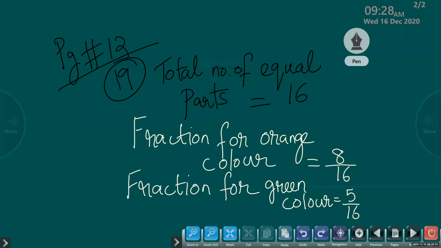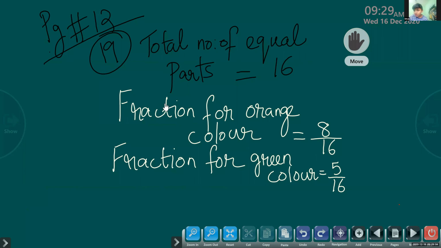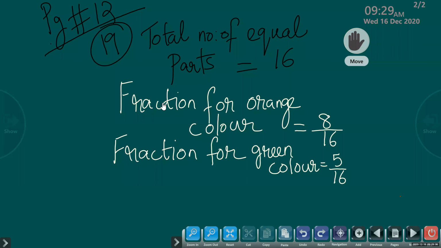Fraction for pink color. Can you share the screen? I'm finished. I am sharing the screen. Can you see the board? No. Who is that? Tonio.